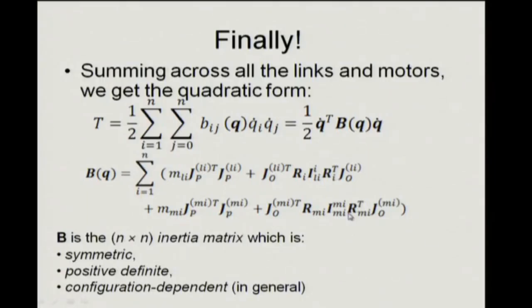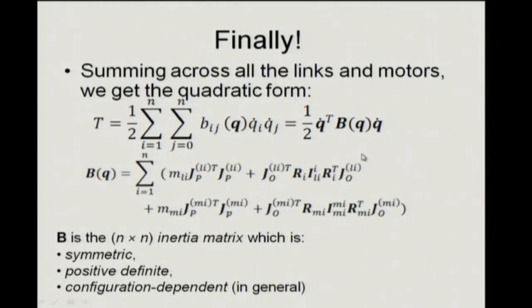So, finally, after you have summed it across all the motors and all the links, you get a very simple equation of this form, half q dot transpose B(q) q dot. Okay. So, this is really simple. What is not simple is B(q), which is essentially I have just added the two terms together.